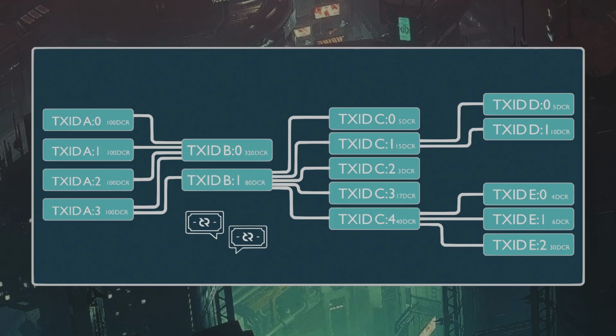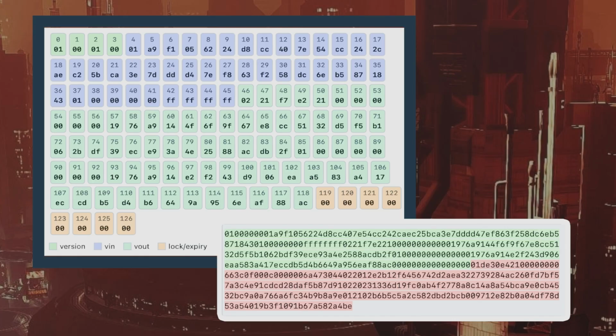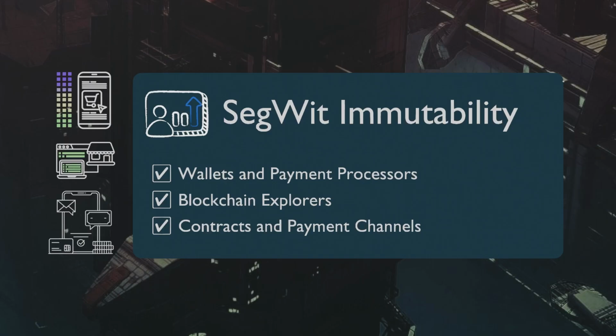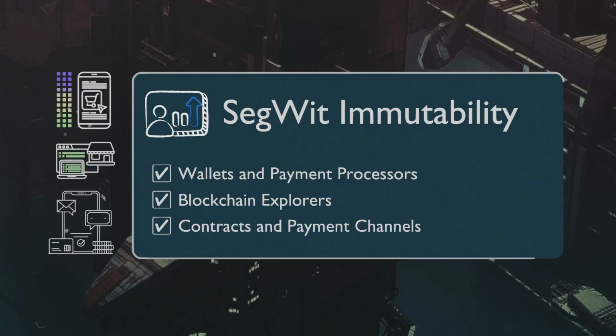The TXID is derived only from immutable fields such as inputs, outputs, and amounts, ensuring that once broadcast, it cannot be manipulated. This immutability is crucial for wallets, explorers, payment processors, contracts, payment channels, and any mechanism that relies on pre-signed transactions. Enhanced security through fraud-proof integration.